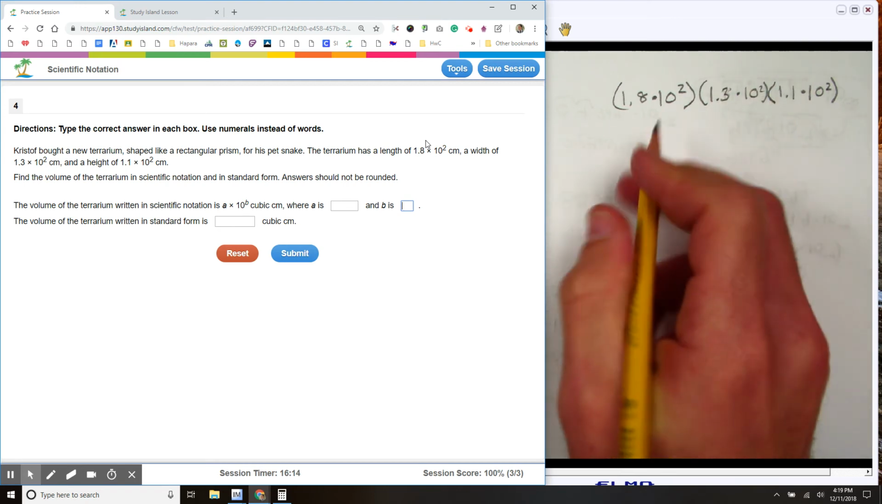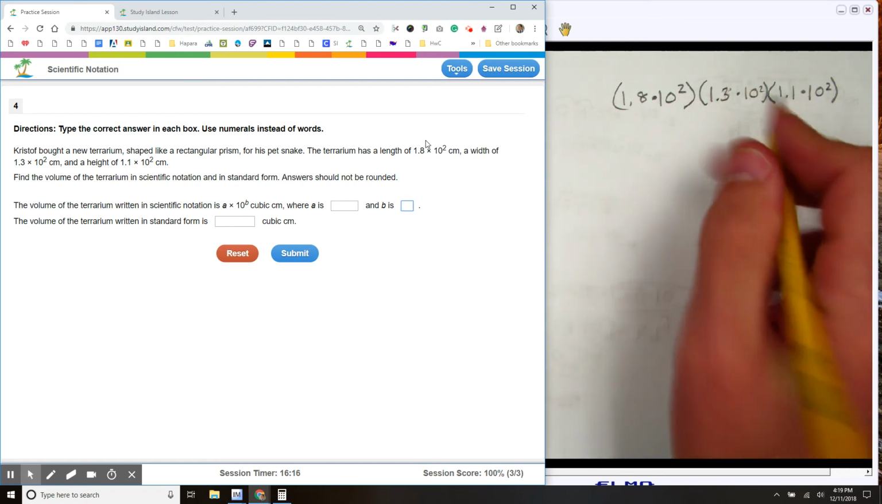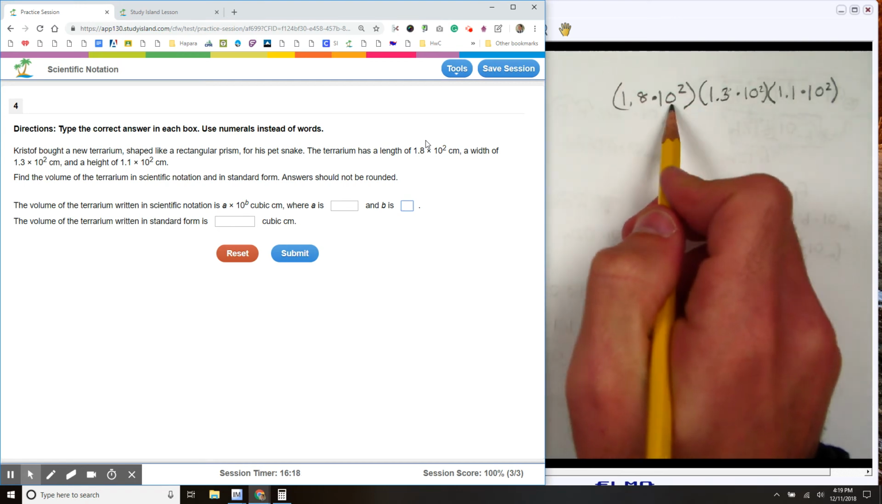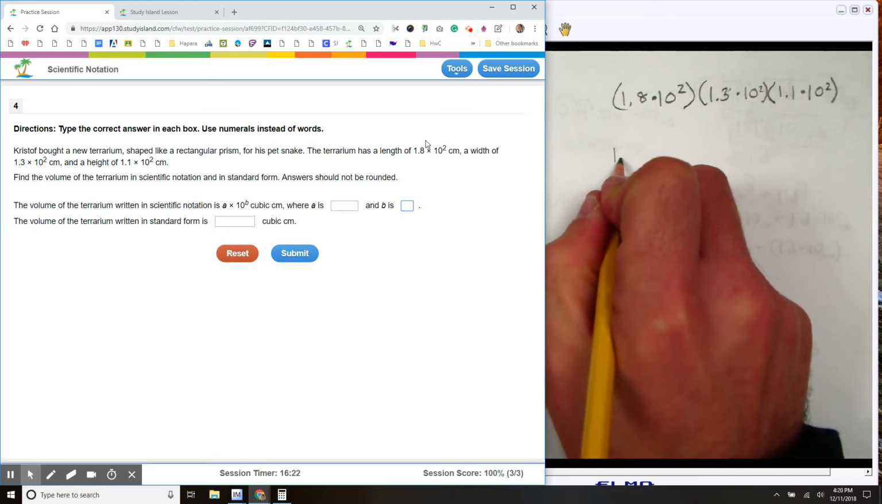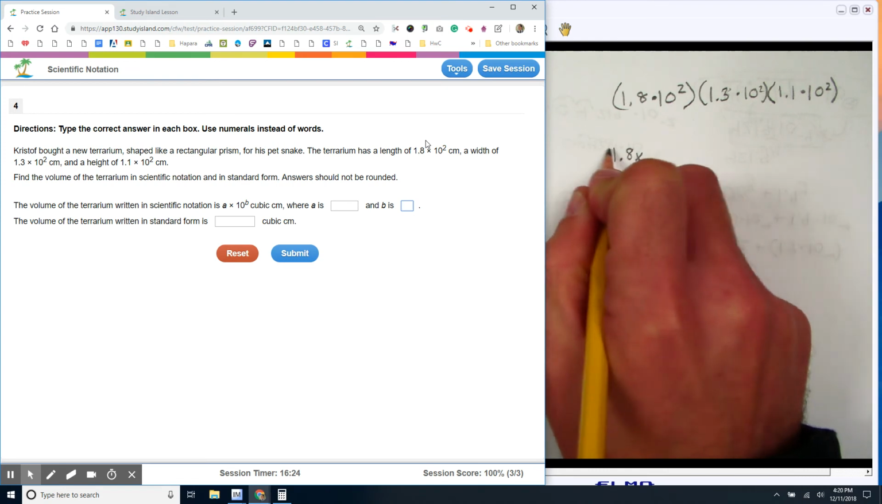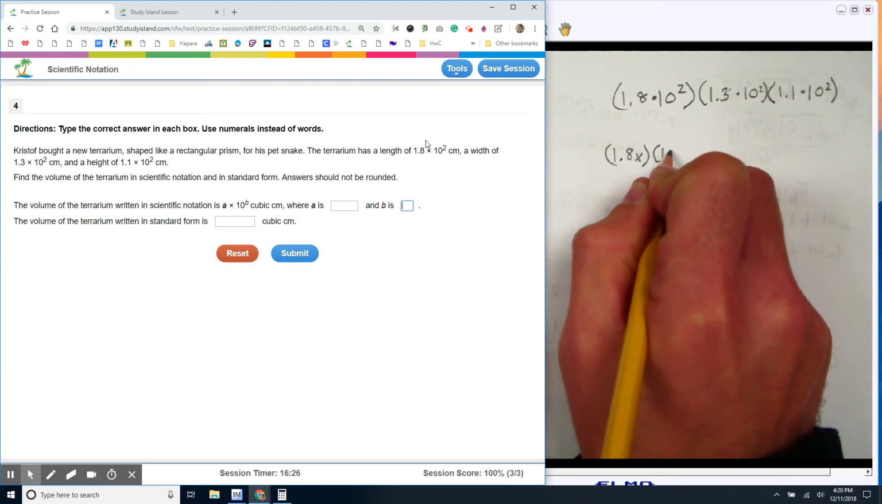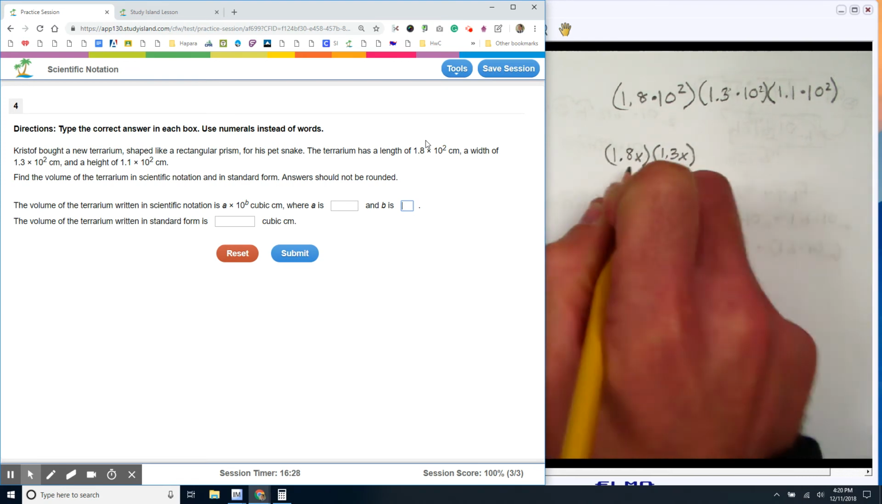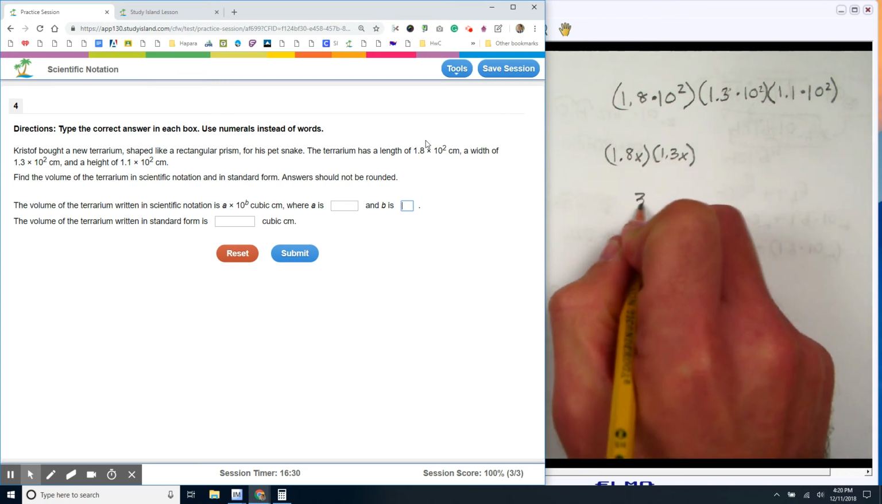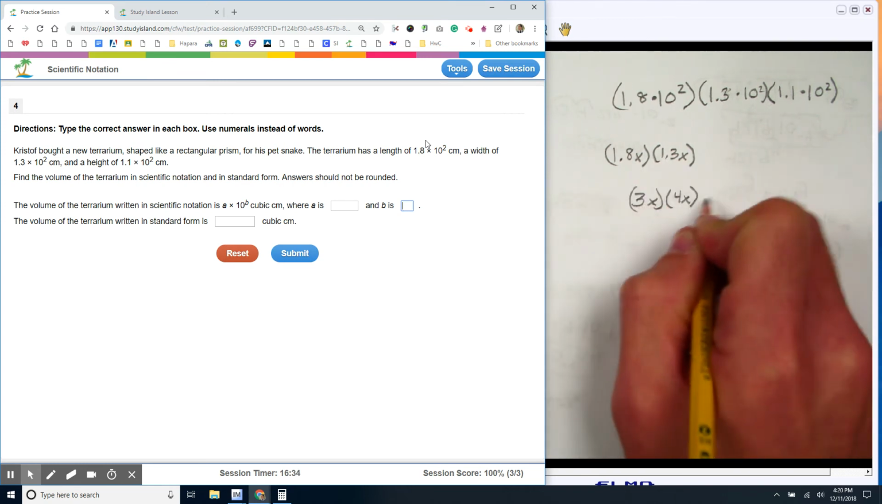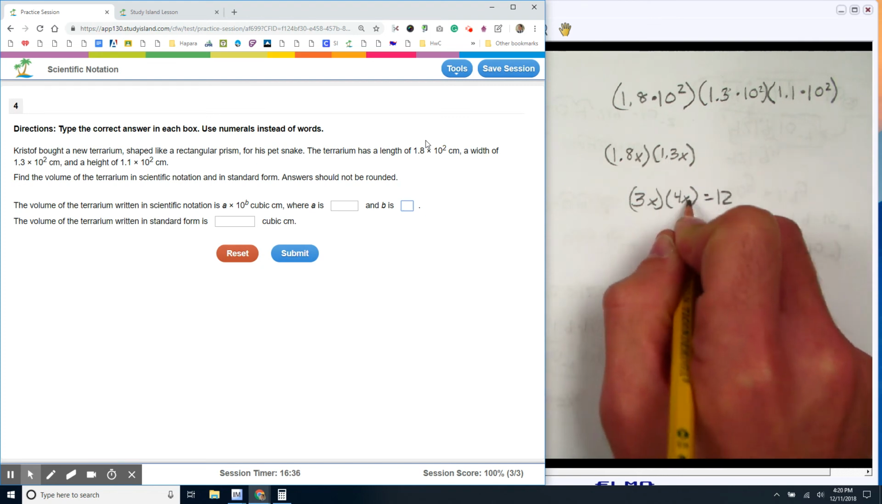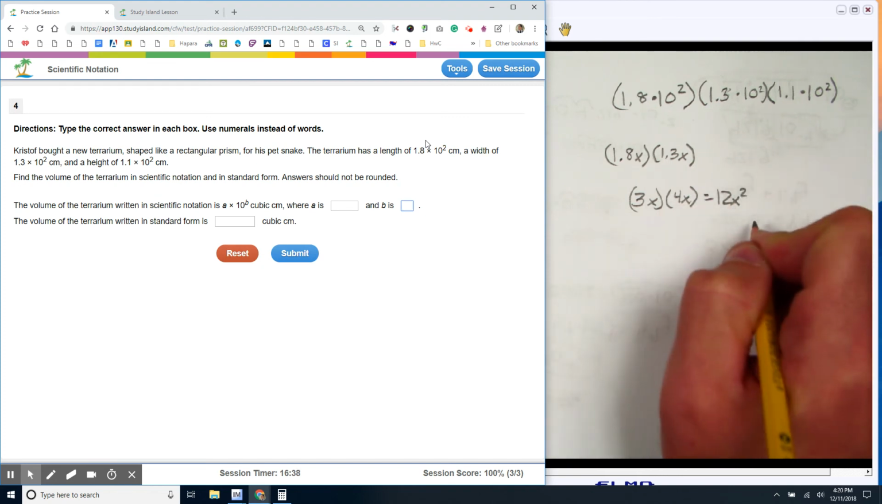So again, I like to think of these a lot of times like they're just variables, because you guys are good at variables and you're multiplying by stuff here, just like you're multiplying by variables. So imagine it was 1.8x times 1.3x. Well, I mean, the decimals might throw you off, but you guys know how to do 3x times 4x. You would say 3 times 4 is 12. And x times x is x squared, so you would say 12x squared.